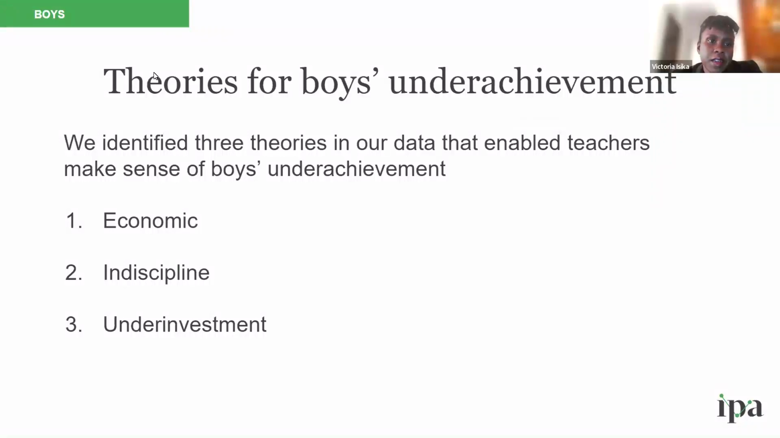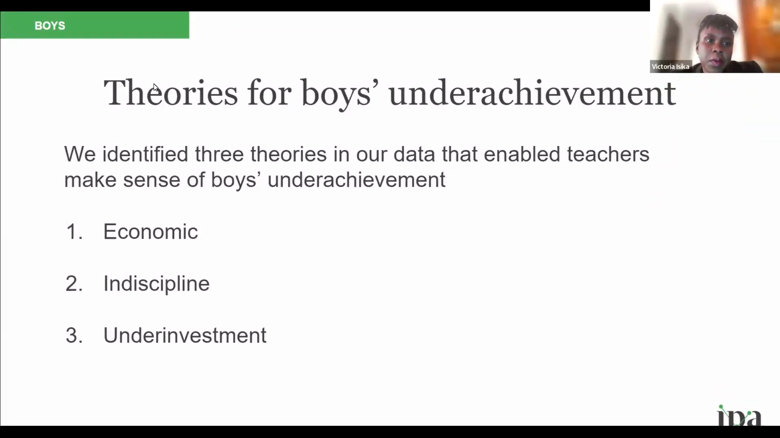Thanks so much, Sarah. So in our sample, we identified three theories, as Sarah mentioned earlier, that enable teachers to make sense of boys' underachievement in school. The first one was economic-related theories, the second one was indiscipline, and the third was investment. So in the subsequent slides, I'll be unpacking to give a full explanation of what this means. So next slide.